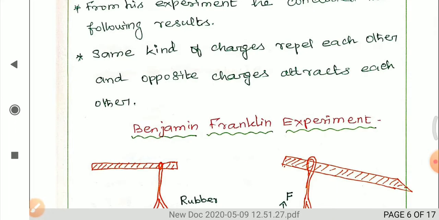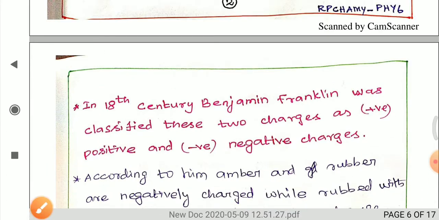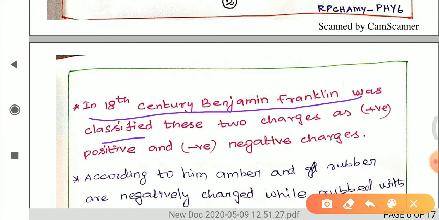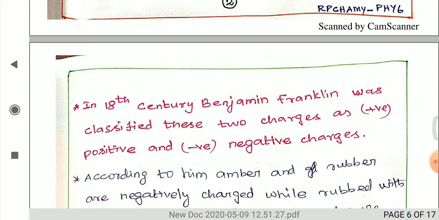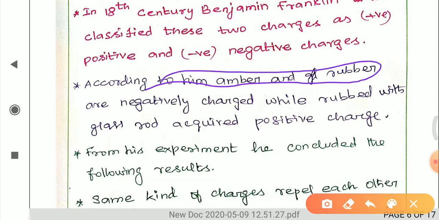Then after William Gilbert, one more scientist in the 18th century, Benjamin Franklin, classified two kinds of charges. What are the two kinds of charges? One is positive charge, another is negative charge. These two kinds of charges were experimentally verified and revealed by Benjamin Franklin. According to him, amber and rubber are negatively charged when rubbed, while the glass rod acquires the positive charge. So amber and rubber acquire the negative charge, and the glass rod acquires the positive charge. These are the important points.